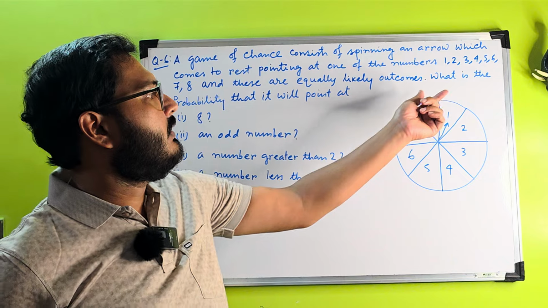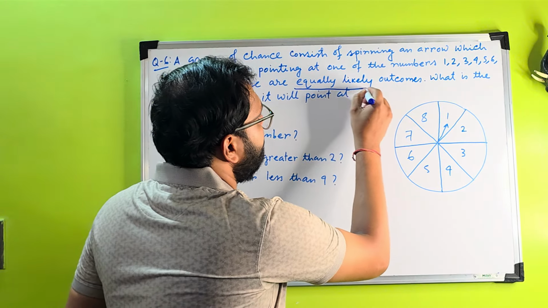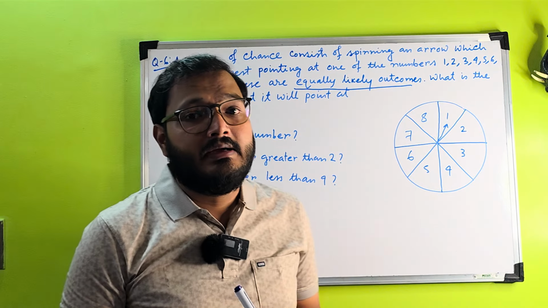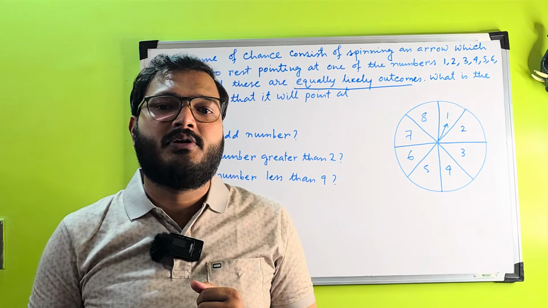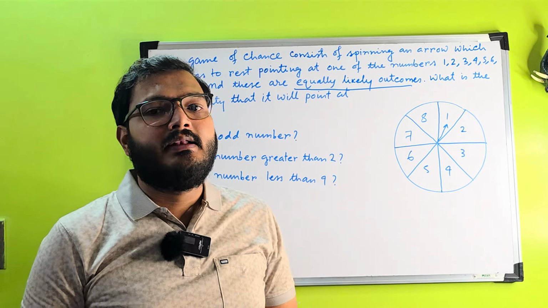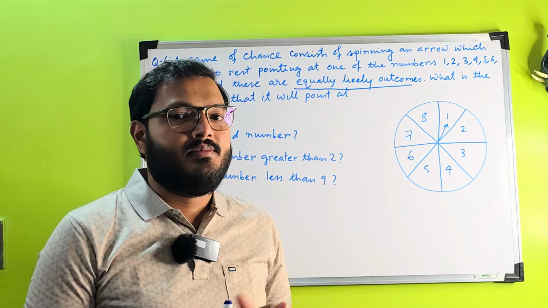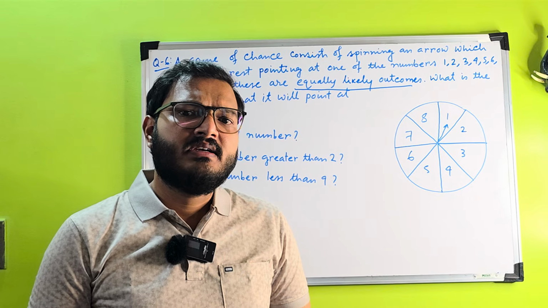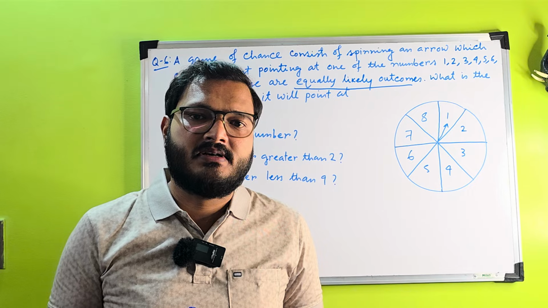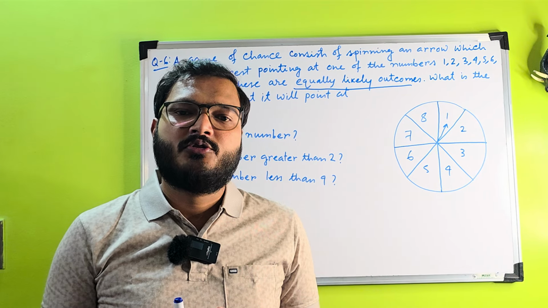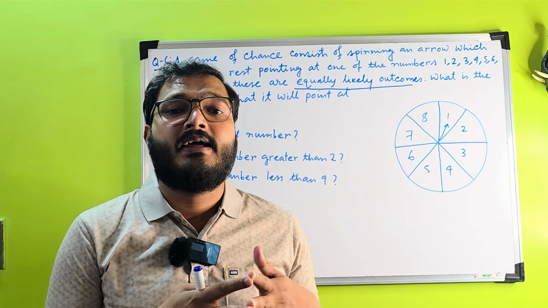But here there is a new term I forgot actually. When I taught the theory portion, what is equally likely outcomes? Equally likely outcomes we'll discuss a little bit here. In a class, we don't know how good or how bad the students are. There is an examination, so everyone has an equal chance to become first. So that is equally likely events.